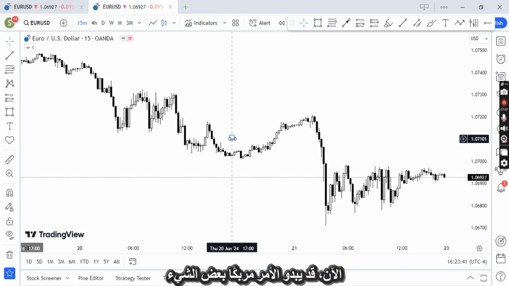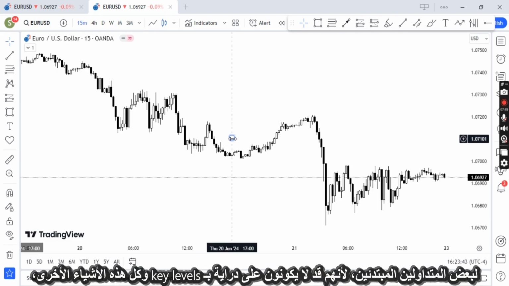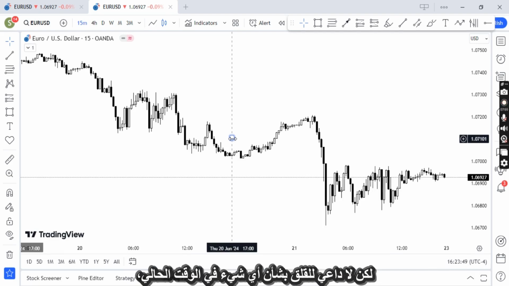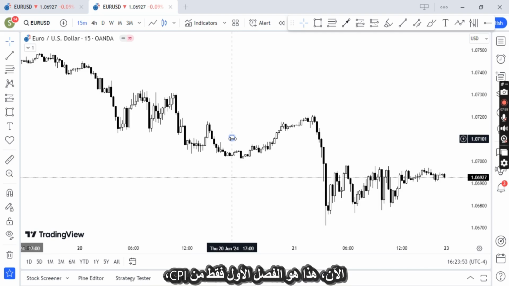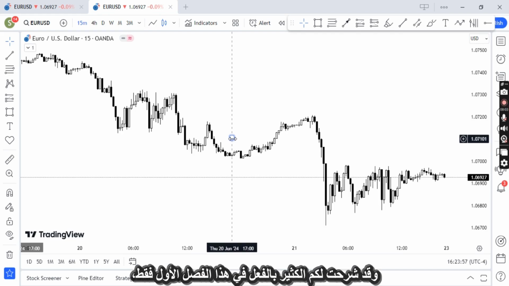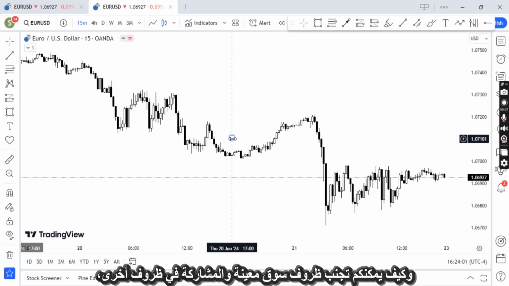Now it might sound a bit overwhelming for some of the beginner traders because they might not be familiar with key levels and all of these other things, but you don't have to worry about anything at the moment, right? This is just the first chapter of CPI, and I've already explained so much to you in just this first chapter, and how you could avoid certain market conditions and take part in other ones, right?